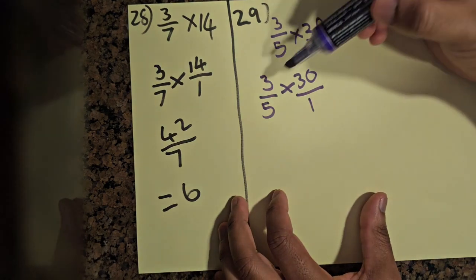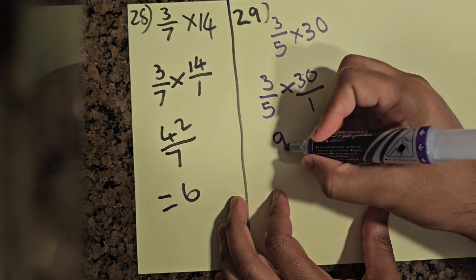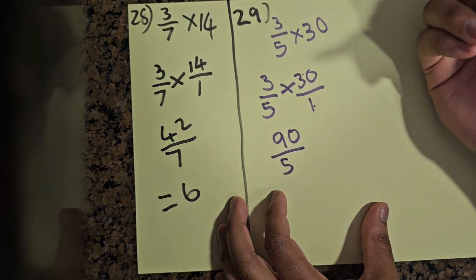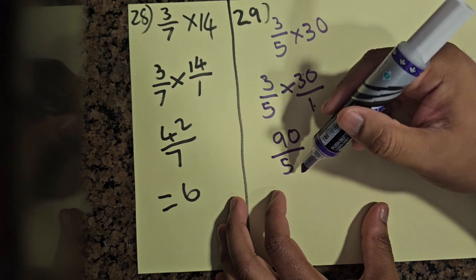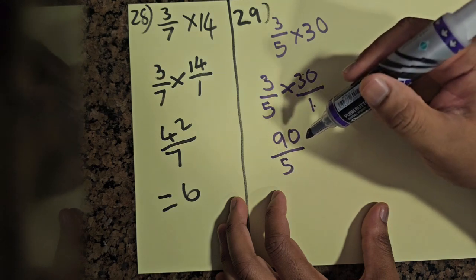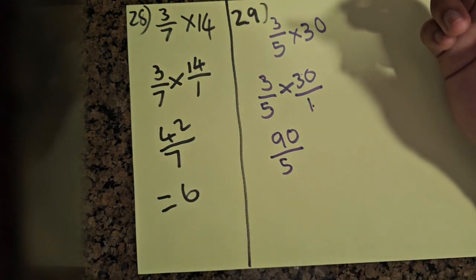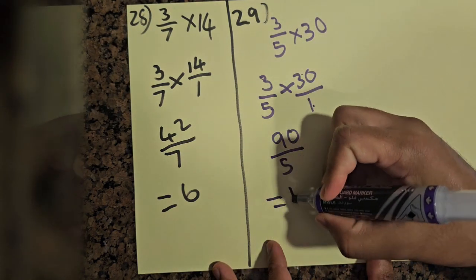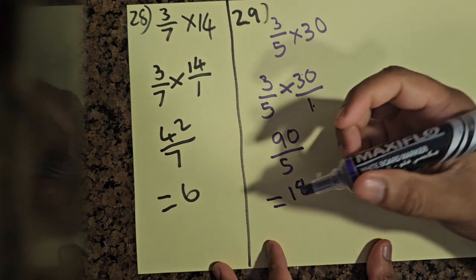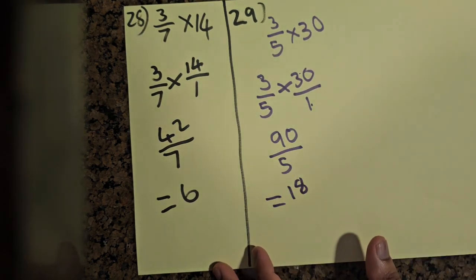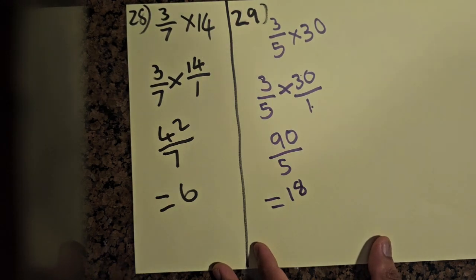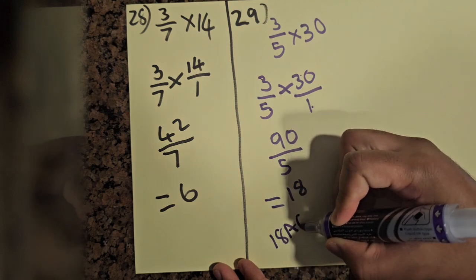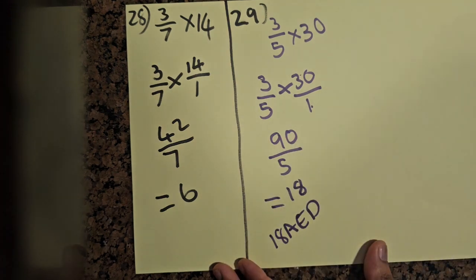And now we do the multiplication. 3 times 30 is 90. 5 times 1 is 5. And then from here, we do the division. We check how many times 5 goes into 90, and that would be 18 times, because 90 divided by 5 equals 18. So that means he used 18 dirhams of his money on food. So 18 AED, since we're working with currency.